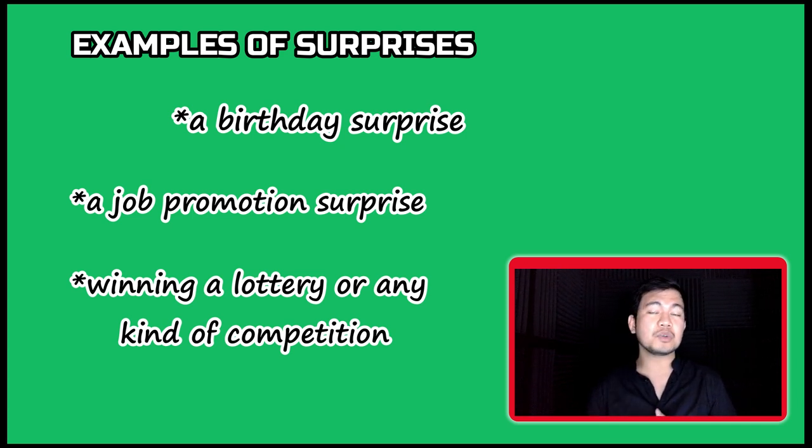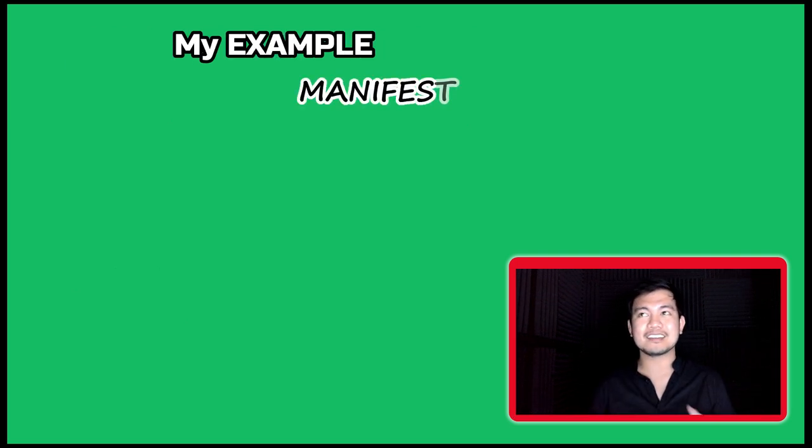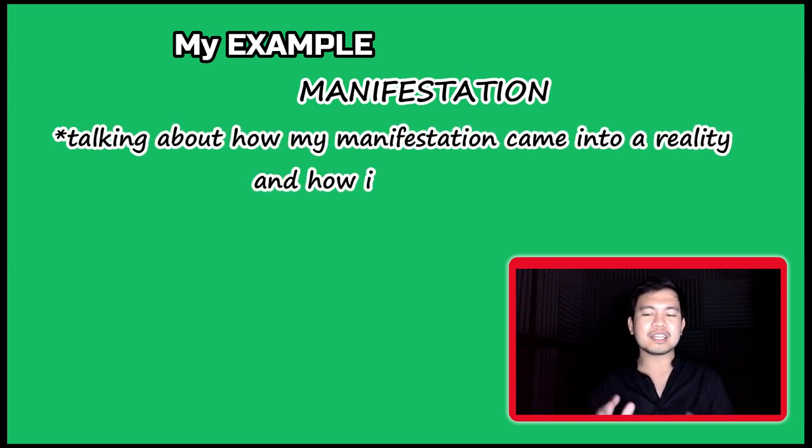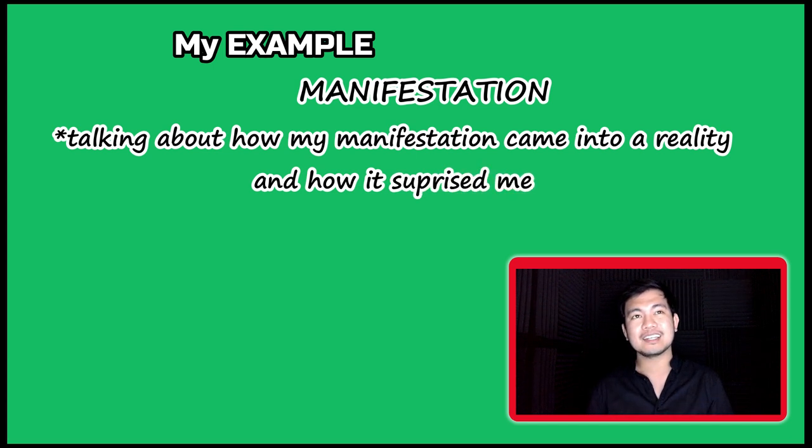Now, if I get this cue card, I'll just simply talk about my manifestation, like how my manifestation came into reality. Well, to give you an idea about manifestation, it's all about writing the things that you want to happen in your life in a journal. For example, you want to buy your own house or you want to buy a car. Now, I'll just make up a story out of this topic.